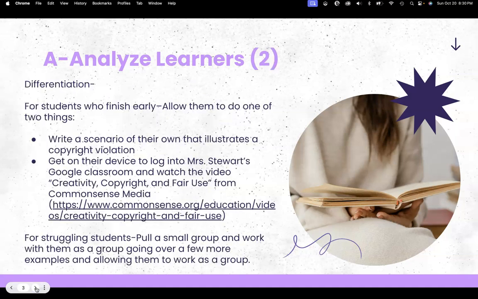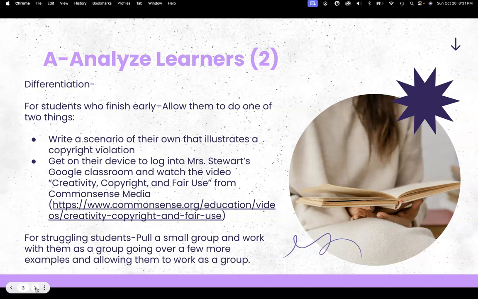So as far as differentiation goes, I wanted to focus on students who finished early and students who were struggling with the assignment. For students who finished early, and finished early successfully, I had two things: write a scenario of their own that illustrates a copyright violation, and get on their device to log into Miss Stewart's Google Classroom and watch the video Creativity, Copyright, and Fair Use from Common Sense Media.